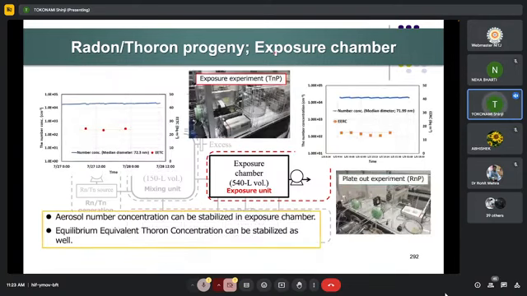Regarding the exposure chamber, aerosol number concentration can be stabilized in the exposure chamber. Here, you can see the number concentration is stable, constant. Equilibrium equivalent radon concentration can be stabilized.